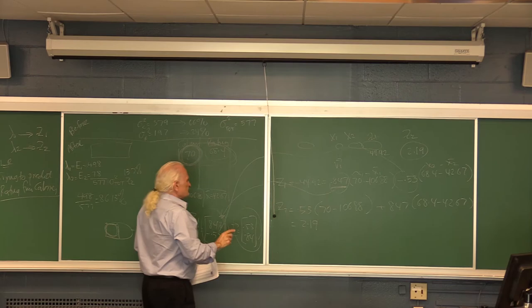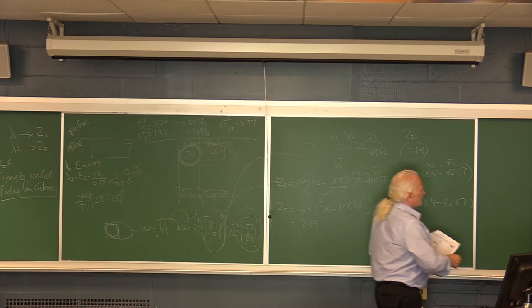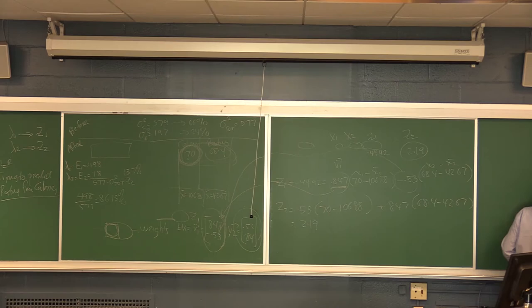Z1 has a lambda 1 equal to 498, which corresponds to the 86.13% of all variability, right? And Z2, which corresponds to lambda 2, which is 78, which corresponds to 14.7% of the variability. Okay? When I say variability, this is the total variance, which is 577.